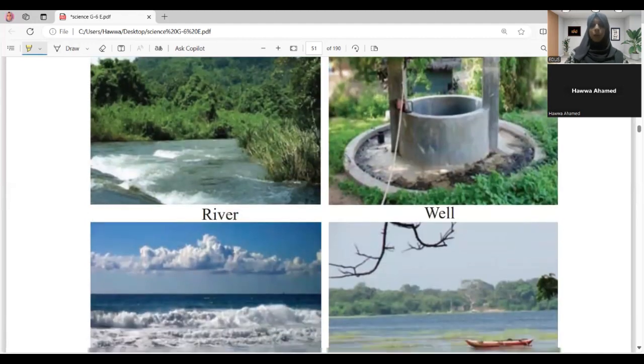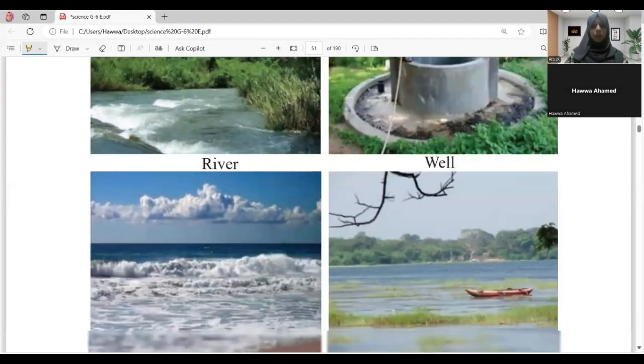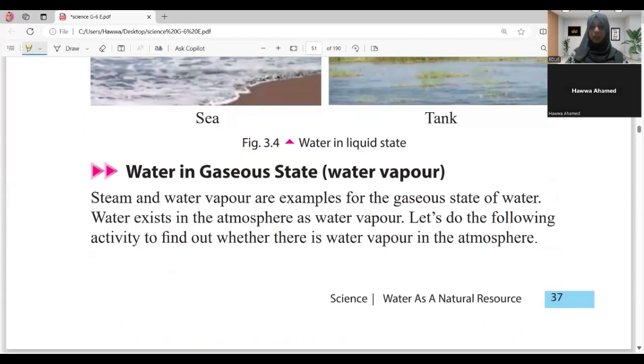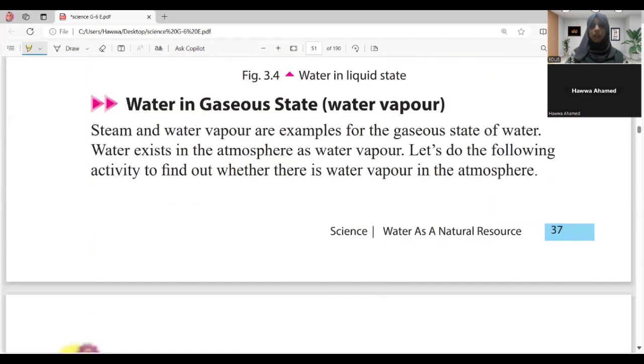So we know river, well, and then you have sea, tank, right? So this is the liquid state of water. Next, we have water in gaseous state. So this is the water vapor, gas. So here, steam and water vapor.